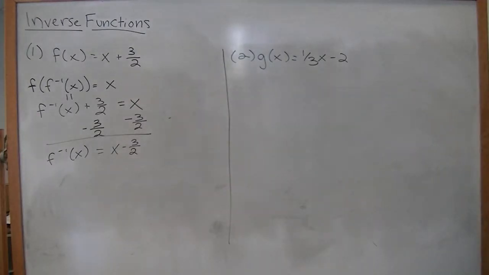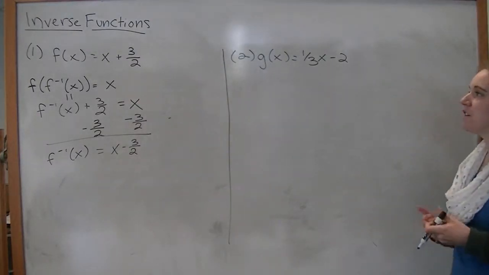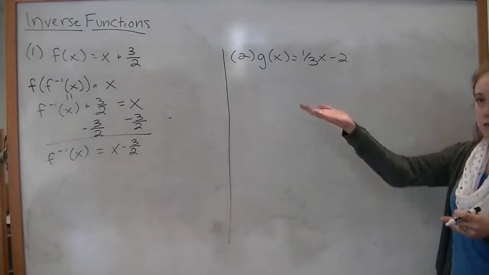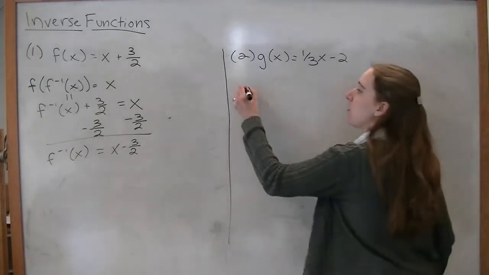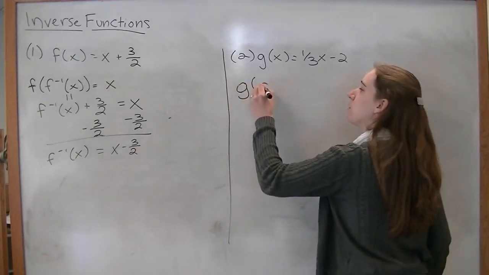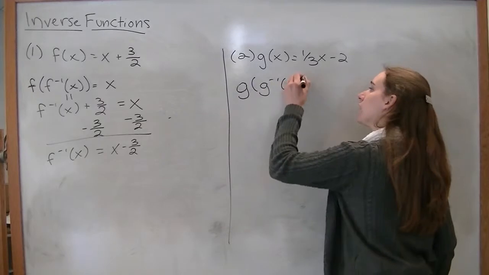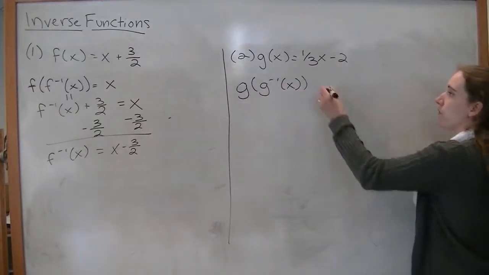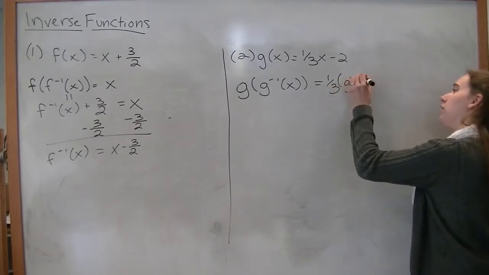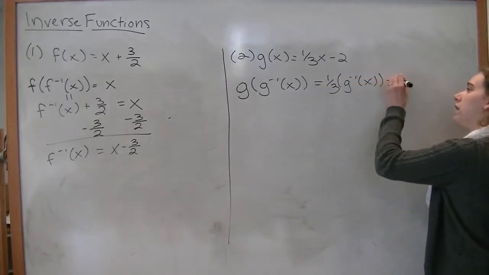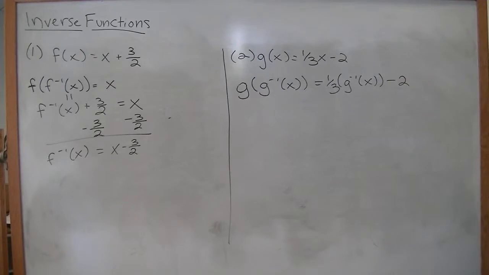Let's look at this second example now. We have g of x, which I've just named something different so we don't get confused, equal to 1/3 times x minus 2. So we want to take g composed with g inverse of x. So that's going to be 1/3 times g inverse of x minus 2. And we know that that's going to come out to be x.